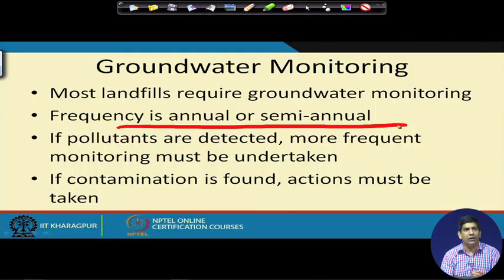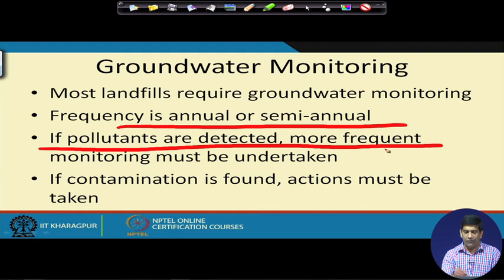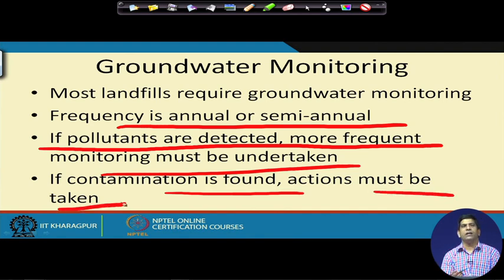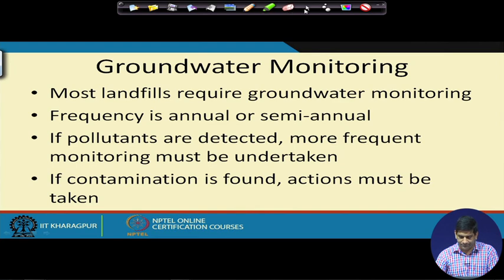And then we have to monitor it, annually or semi-annually. That's the groundwater monitoring, which has to be done every 6 months or every year. Initially it is done at quicker intervals, but if we don't see any pollutants, we don't have to do it at quick intervals. As a regulator, the CPCB and SPCB folks can make that decision. But if pollutants are detected, more frequent monitoring must be undertaken. And if contamination is found, we have to take action, in terms of cleaning up the contaminated water.